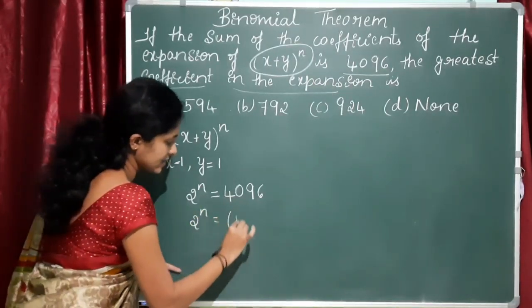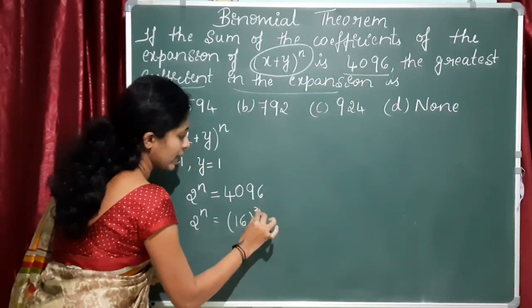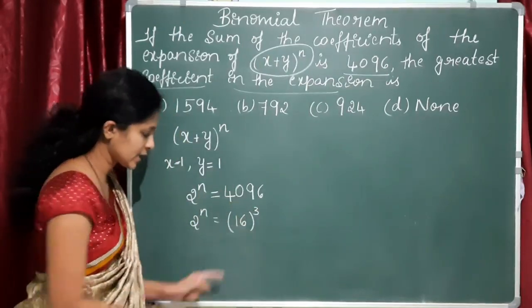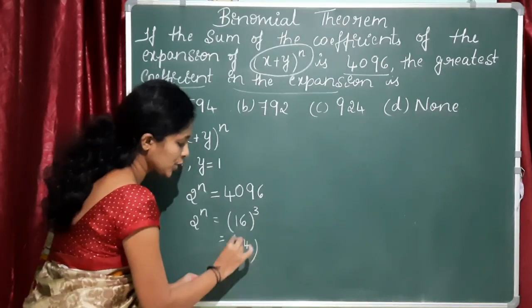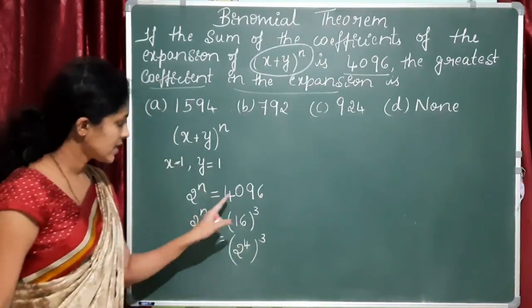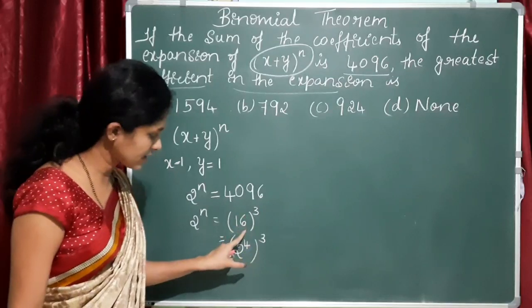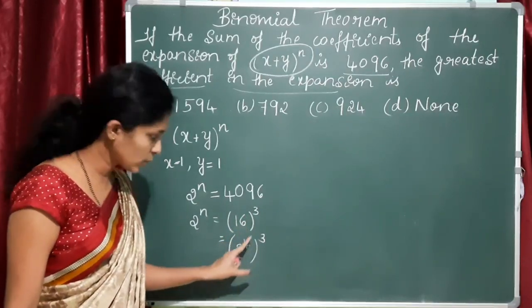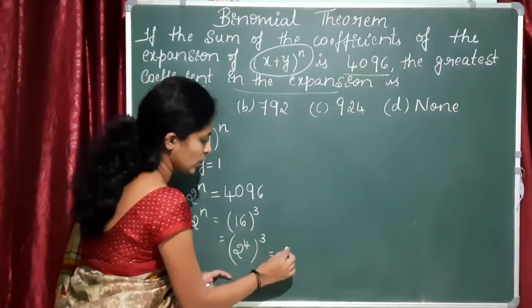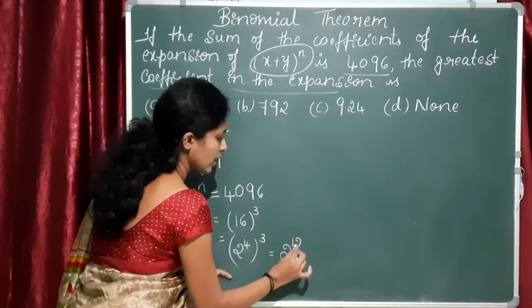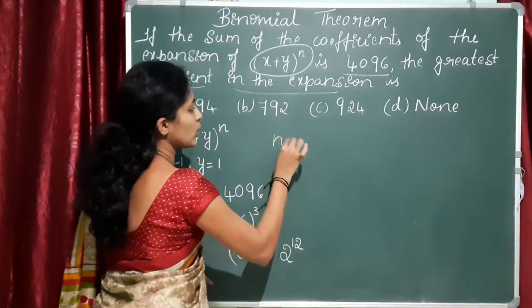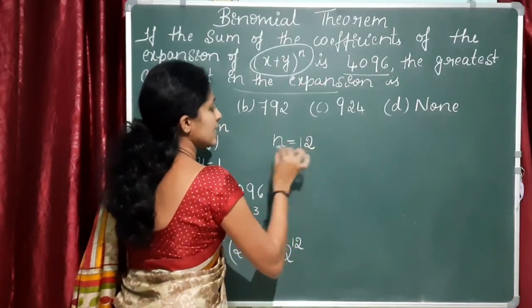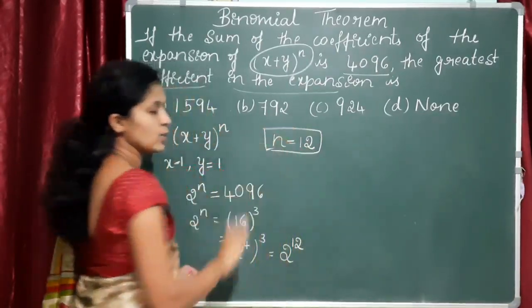See, this is 2 to the power n. I can write this as 16 cube. I hope you know the value of 16 cube. 16 can be written as 2 to the power 4, whole to the power 3. So this is equal to 2 to the power 12. So the value of n is equal to 12. Is it clear? We got the value of n is equal to 12.